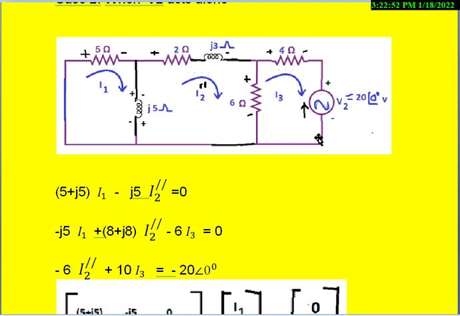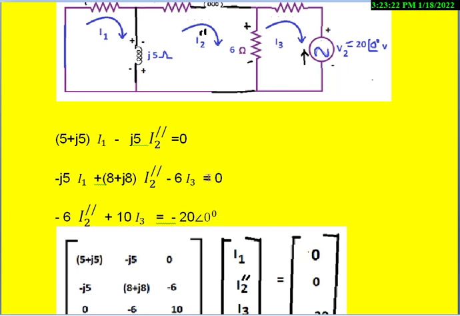So now again we write the loop equations for loop 1, loop 2, loop 3 like this. Loop 1 equation will become like this: Z11 I1, that is Z11 means 5 plus J5, into I1. Next there is another current flowing, I2 double dash, whose direction is opposite to I1, so its voltage drop will get the opposite sign as that of the I1 voltage drop. So minus J5 I2 double dash is equal to 0. This is the first loop equation.